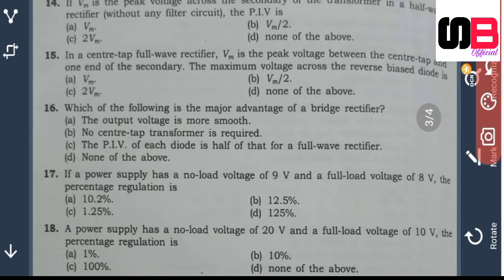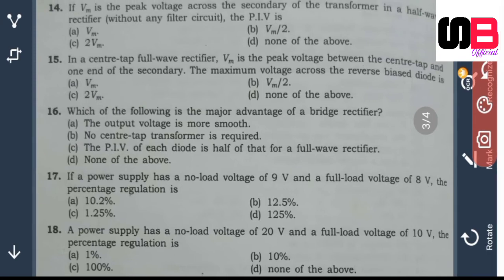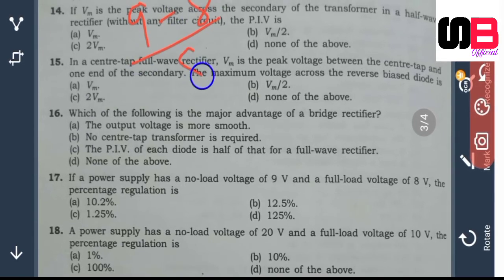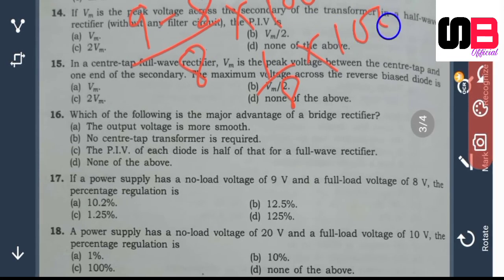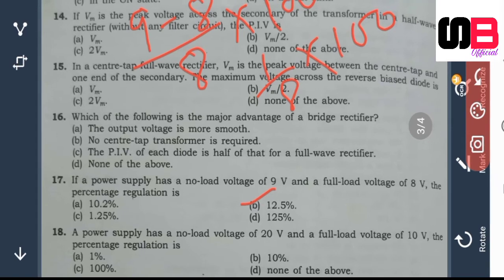Okay, the next one: if a power supply has a no load voltage of 9 volt and a full load voltage of 8 volt, what is the percentage of regulation? How can you calculate the percentage of regulation? The no load voltage is 9 volt and the full load voltage is 8 volt, so the difference is 1 volt, divided by 8, into 100. So 1 by 8 into 100, and the answer is 12.5%. So it is the difference between no load and full load, divided by full load, into 100%.